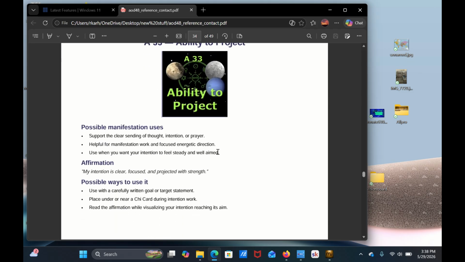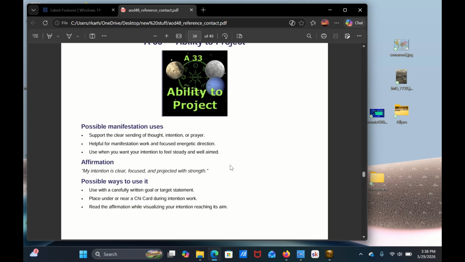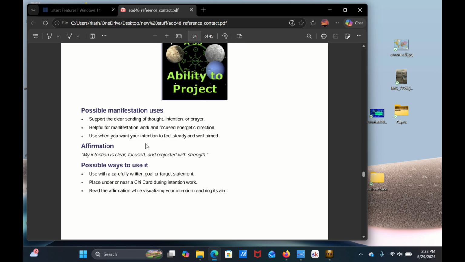Ability to project. Support the clear sending of thought, intention, or prayer. Helpful for manifestation work and focused, energetic direction. Use when you want your intention to feel steady and well aimed. My intention is clear, focused, and projected with strength.